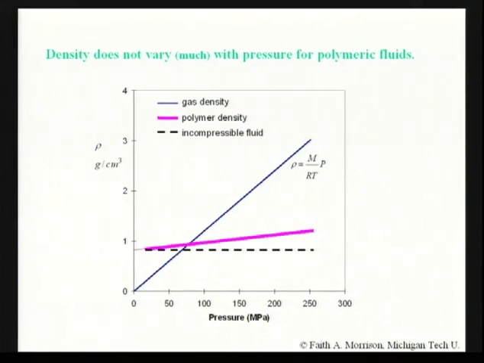So for ideal gases, this is a sketch of pressure varying, density and pressure variation for an ideal gas, versus how pressure and density vary for an incompressible fluid. Totally no variation whatsoever. For real polymers, there is a slight variation, but you have to go up to 250 megapascals, that's a lot of pressure, to see even a 20% change in density for polymers. So that's why we mostly assume, actually almost universally assume, incompressible fluids.